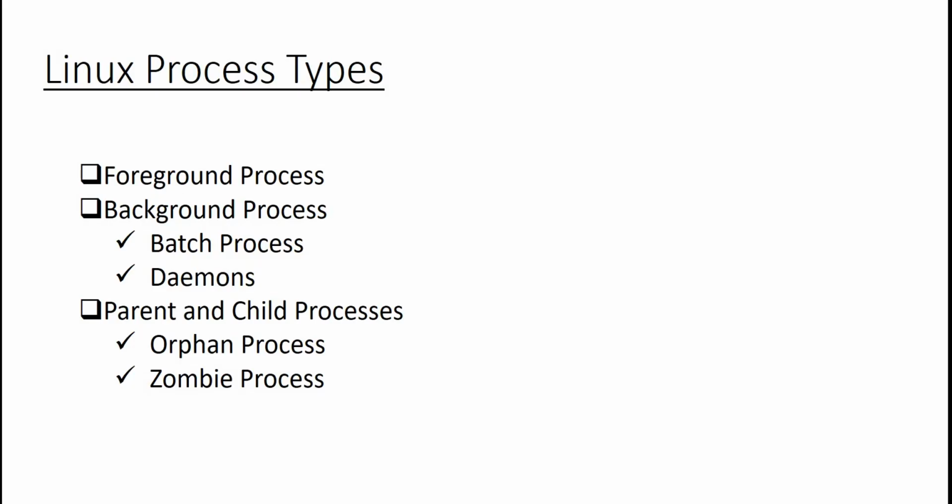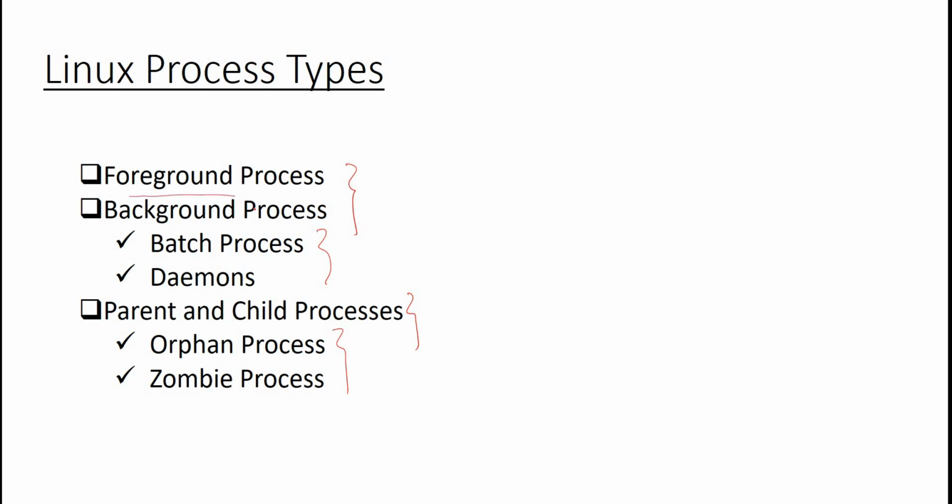Now let us discuss different process types in the Linux operating system. We can classify the processes in different ways. For example, foreground process and background process. And also we can classify them as parent and child process. Within the background process, we have different types of processes like batch process and daemons. And in child processes, we can have orphan process as well as zombie process. Now let's discuss each of these processes.